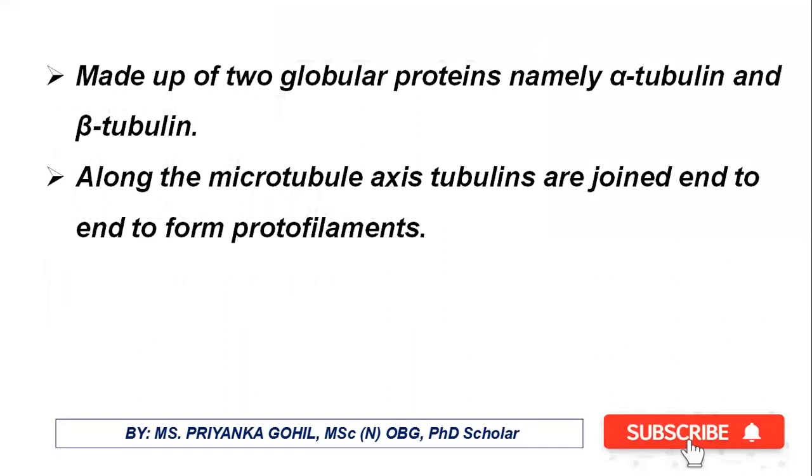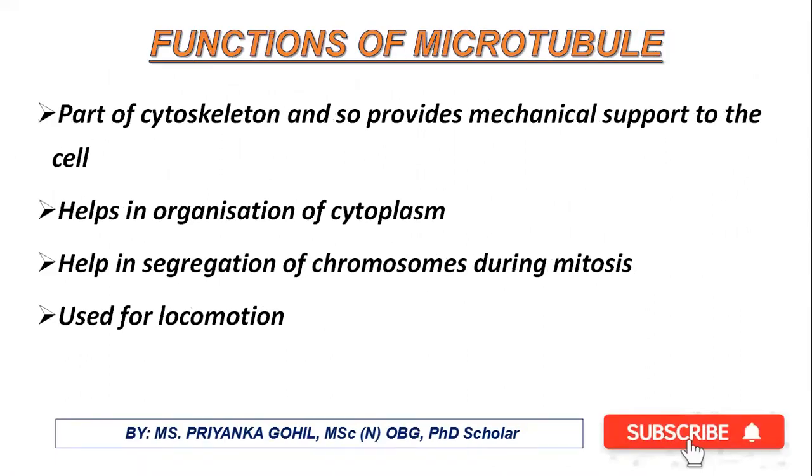Now as we have seen in the structure, they are made up of 2 globular proteins, namely alpha tubulin and the beta tubulin. And along with the microtubule axis, these tubulins are joined end to end to form the protofilaments. Now we will see the function of the microtubule. As they are part of the cytoskeleton, they provide mechanical support to the cell. It helps in the organization of cytoplasm, and they help in the segregation of the chromosomes during the mitosis process. Now they are used for the locomotion, which is the movement from one place to another place when it is present in the flagella or the cilia.